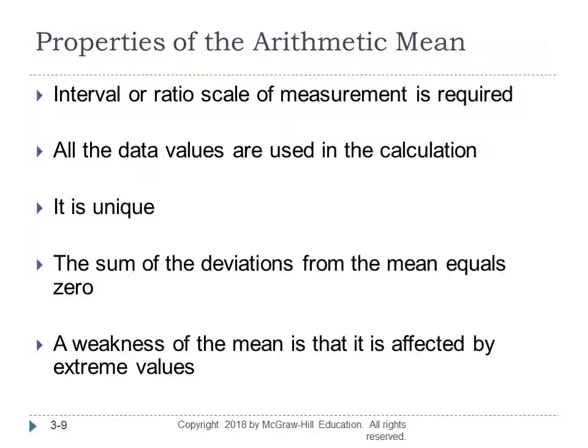If you look at the sum of deviations from the mean, the deviation from the mean means you subtract the mean from each data value. If you take x minus the mean, that's the deviation. That could be, of course, positive or negative or 0. The sum of all deviations from the mean will equal 0. One of the weaknesses of using the mean is that it's affected by extreme values. If you have a very large value or a very small value, that will affect the mean.